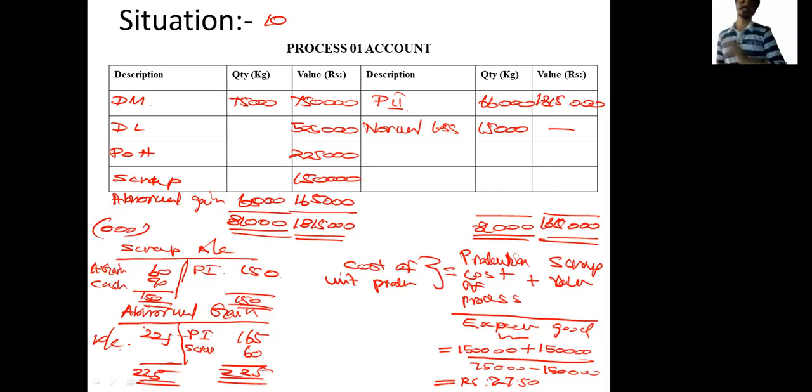Okay, that means we have done 10 situations. These are the 10 situations that can come in the exam. So we have discussed all 10. Then the basic part of process costing has finished. Okay, then we need to discuss how we are going to do this when we are having working profit stocks.